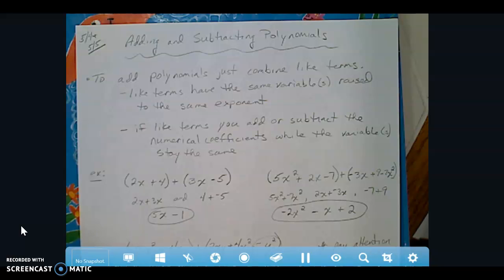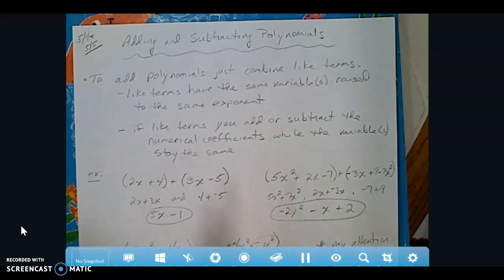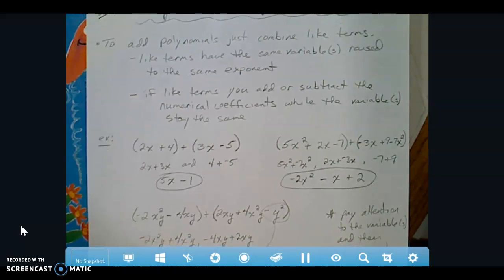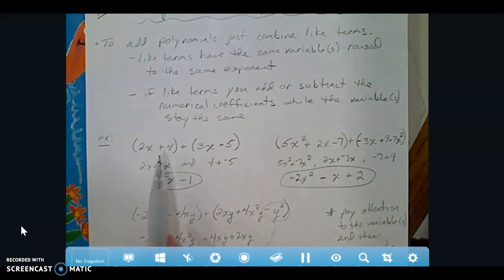And then a polynomial means you could have one term, so you just have that, or you could have two terms, 2x squared plus 4, and so on. I'll kind of show you that as I move through this. But to add or subtract polynomials, I basically have it here. You're combining like terms. So like terms have the same variable raised to the same power. And if the terms are the same, then what you're really doing is you're just adding or subtracting their numerical coefficients. So if you look at some of these examples I have, they're in parentheses.